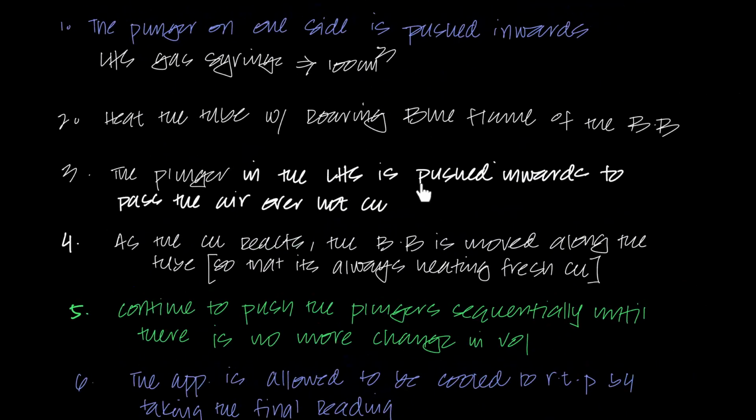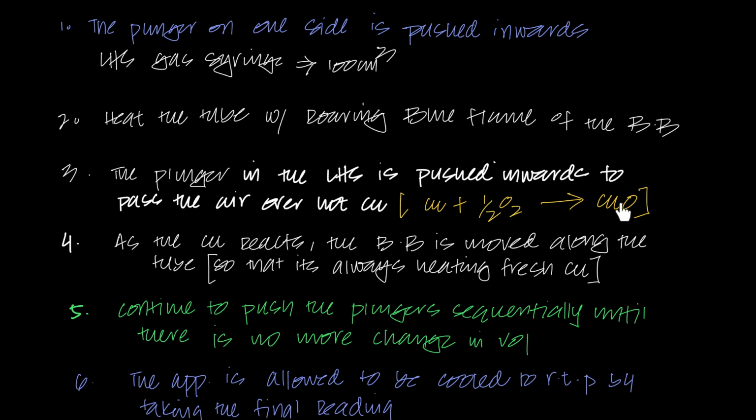The plunger at the left hand side is pushed inwards to pass the air over the hot copper. And we know that once the air is pushed over the hot copper, this reaction is going to take place. The copper is going to react with oxygen, and it's going to give you copper oxide, which is a black solid. So a black solid would start to form, right?